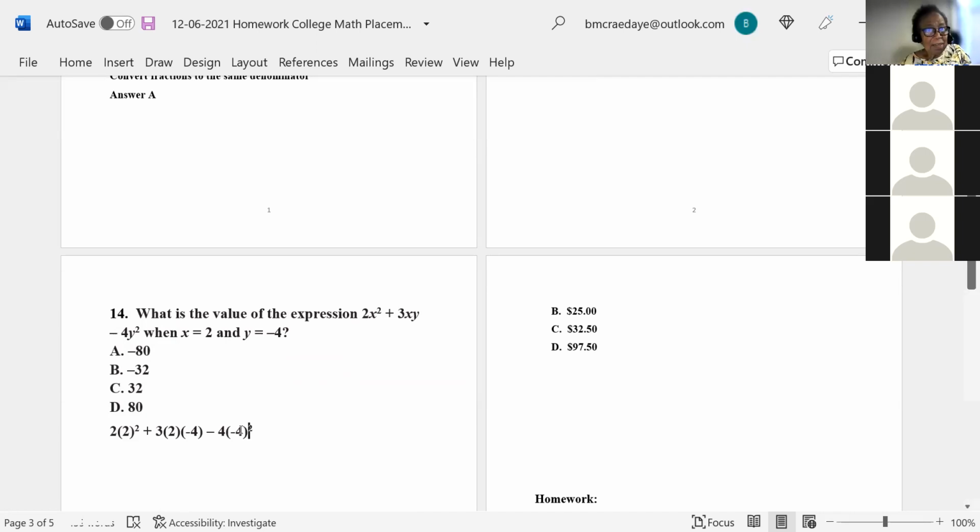Now tell me the value. Okay, the minus 4 squared. It says minus 4 squared, so it'd be minus 4 times minus 4, which would be 16, and then you have to multiply that by 4. For the first one you have 2 times 2 squared. That's 4, so then you multiply 2 times 4. Then plus 3 times 2 times minus 4.